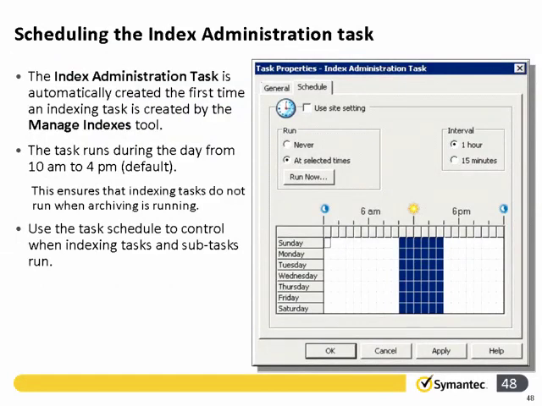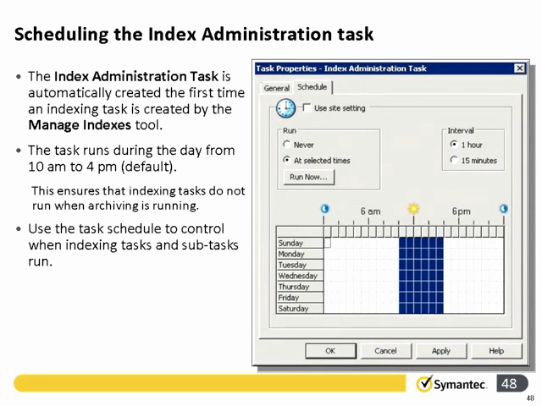All of these tasks are being controlled by the index administration task, all the tasks that are run from the Manage Indexes task tool. When you're setting up, you can look at the properties associated with the index administration task, and you can schedule when this runs. By default, this is going to run between 10 a.m. and 4 p.m., which is highlighted in blue.